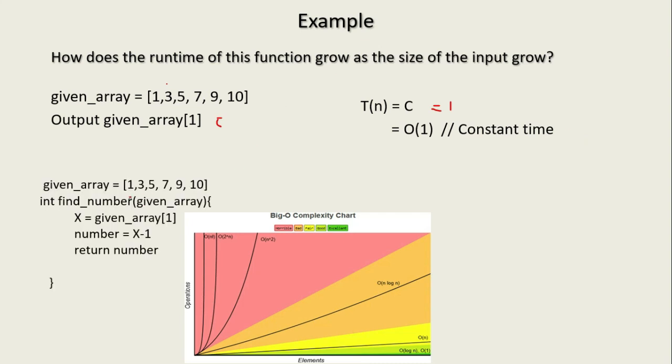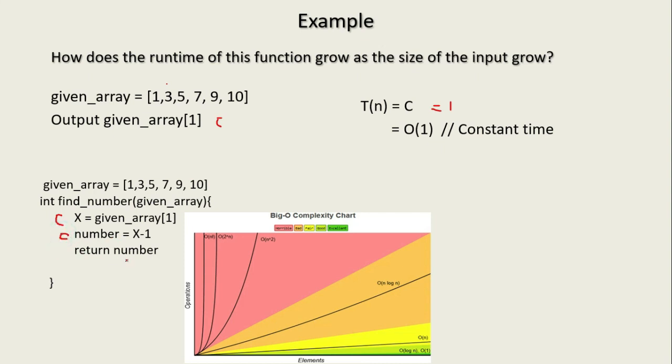Now let's see the next example. We use the same given array, and you are given a function like this, and the question is the same. From the previous one, we understand that this is constant. And the same thing for this: you assign variable number with x minus 1. No matter how big or how small the size of n, it's not going to be different in terms of the time it takes for this job. So this is also constant.